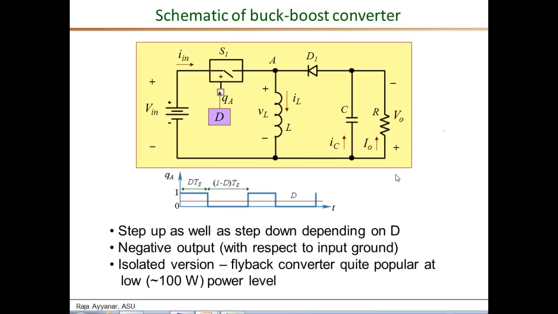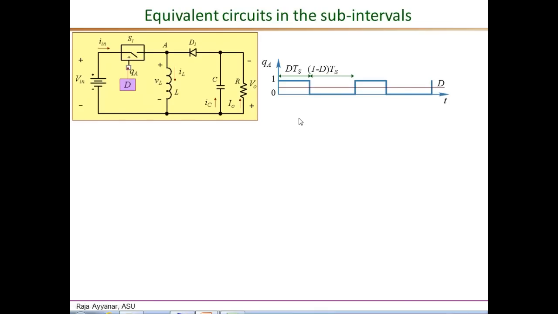Finally, the isolated version of the buck boost converter called the flyback converter is a very popular topology at low power levels, less than 100 watts, mainly due to the low parts count for an isolated converter. To understand the basic principle of operation, let's look at the equivalent circuits valid in the two sub-intervals, essentially the on interval, D times Ts period, and the off interval, (1 minus D) times Ts period.